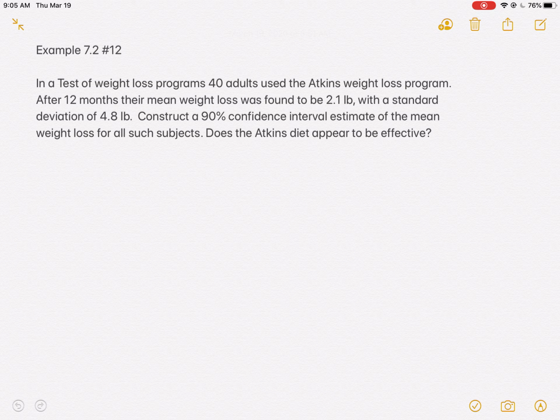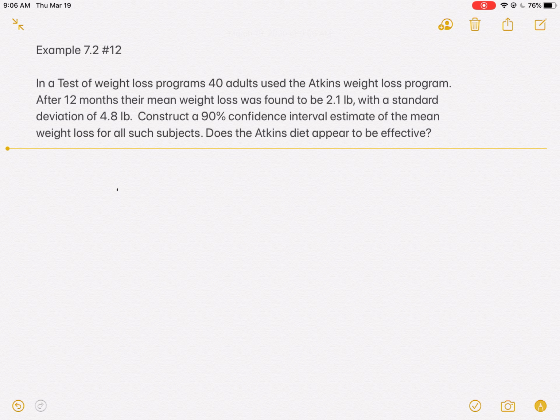So they're looking for us to estimate what the actual weight loss would be for everybody that is on the Atkins weight loss program based upon 40 randomly selected adults. And so we'll do that. That will give us a range of values where that true population parameter should be. And we'll take a look and try to answer the last question: does the Atkins diet appear to be effective?